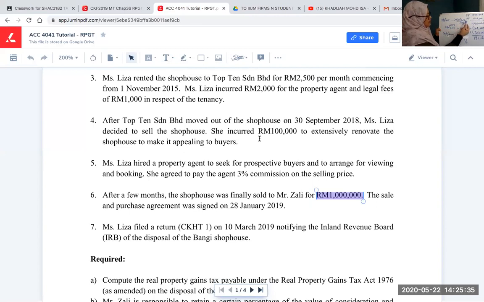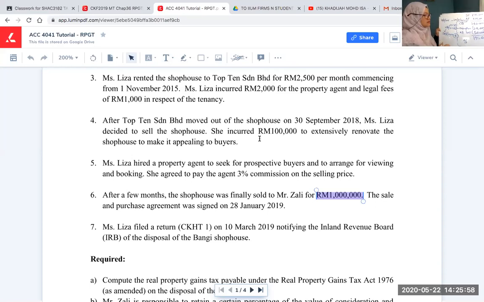29 August 2016 is 1 full year. 29 August 2017 is 2nd year. 29 August 2018 is the 3rd year. So means that dekat 28 ni kan, after this date, this one is the 4th year. The 4th year. Bila dah 4th year, what is the tax rate?